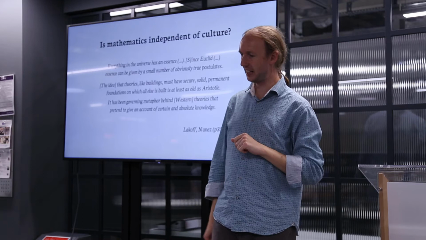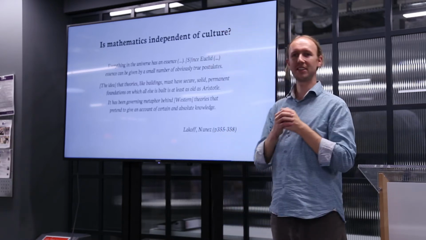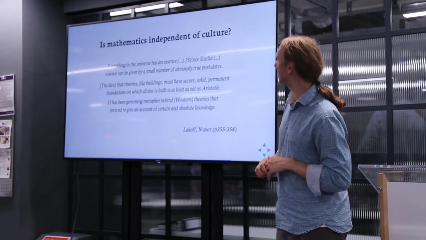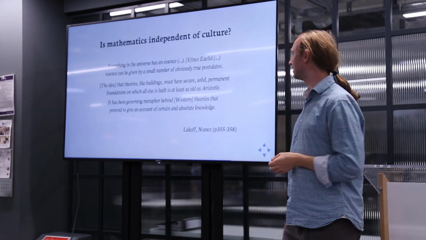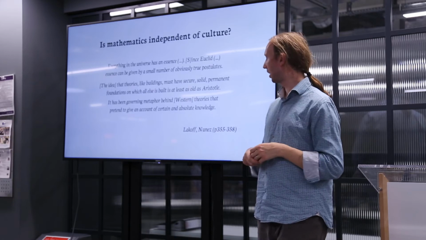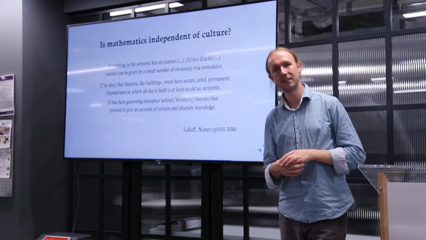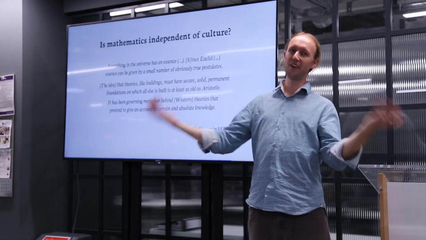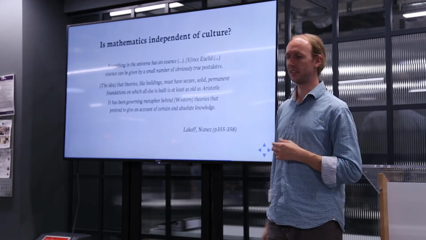The idea that theories, like buildings, must have secure, solid, and permanent foundations on which all else is built is at least as old as Aristotle. So again, this has been the governing metaphor behind Western theories that pretend to give an account of certain and absolute knowledge. This idea that we can construct solid foundations and give absolutely correct knowledge is more or less directly evolved from the ancient Greek philosophers, and the whole foundations of mathematics movement around the end of the 19th century, ending with Hilbert and the aims to find the foundations of mathematics that later didn't turn out so well, comes from this cultural tradition.